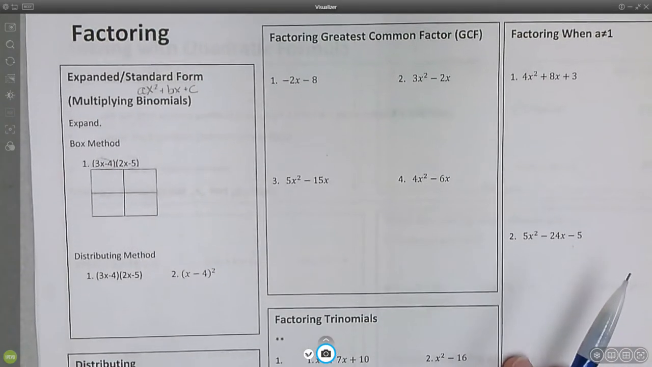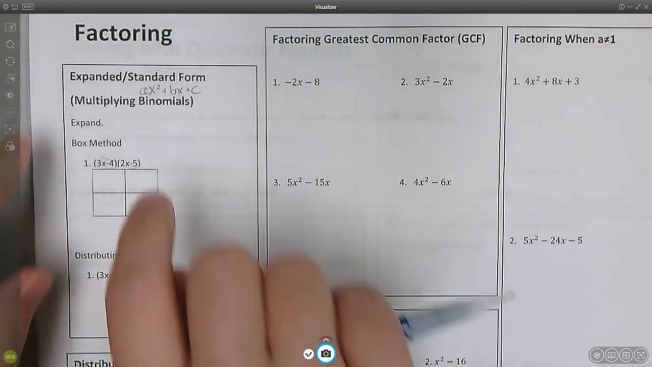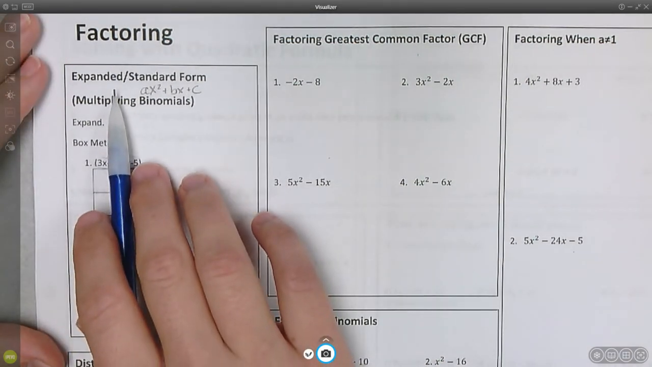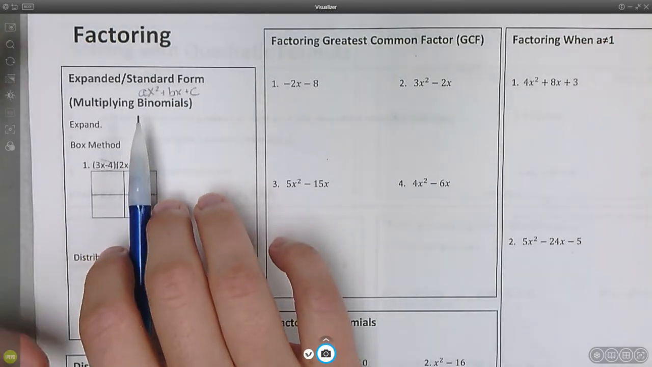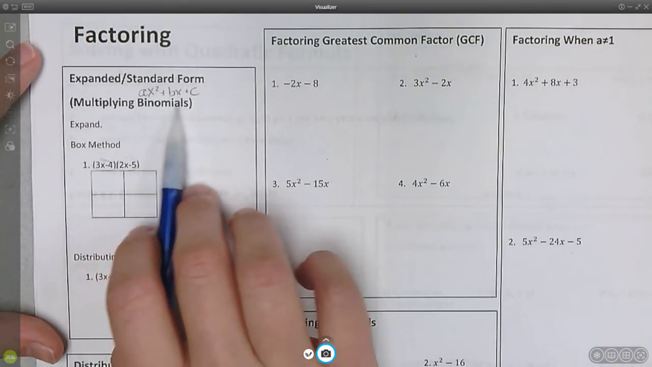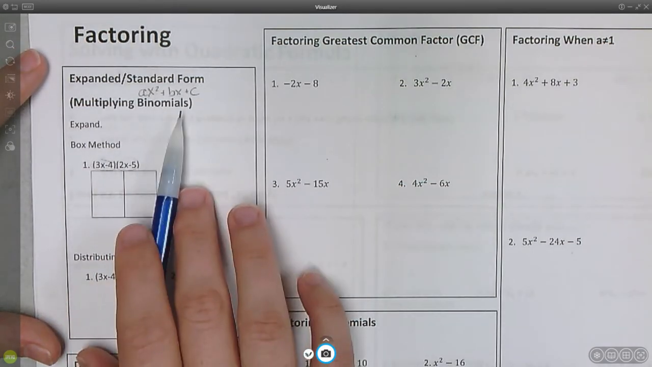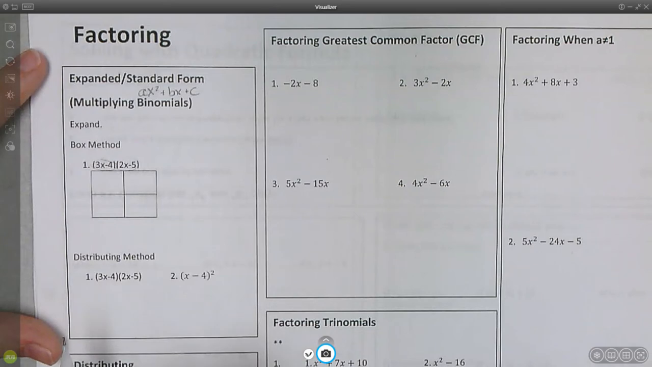Okay, so we are gonna fill out our graphic organizer for as much as we've learned so far. So this page focuses on factoring, but before we learned factoring, we learned how to expand or put something into standard form. So ax squared plus bx plus c, that is in standard form. So we're trying to take these two factors and put them into this form.